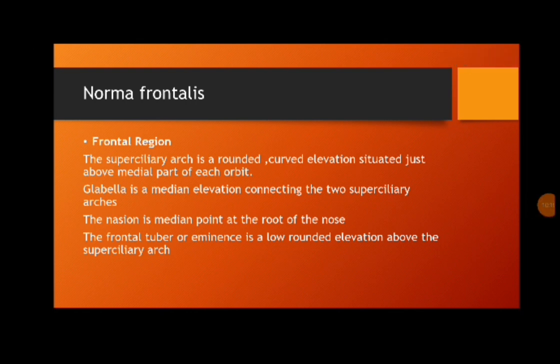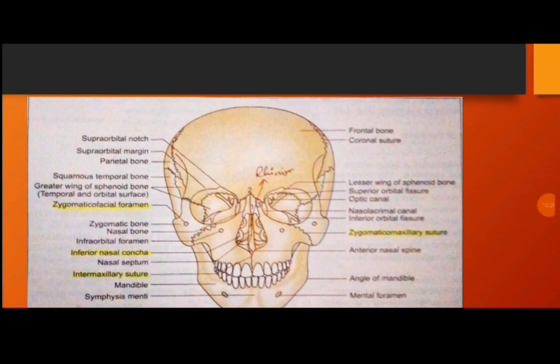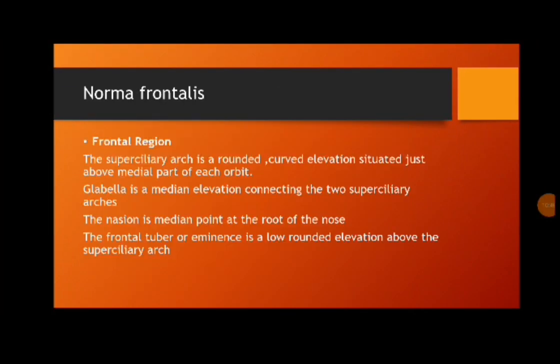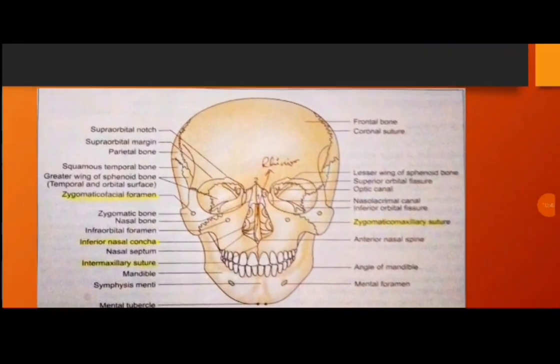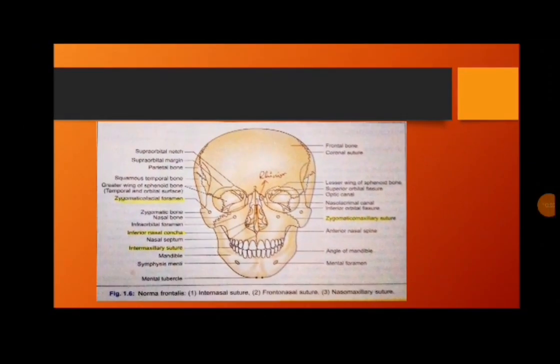So norma frontalis, superciliary arch. So you can see here, I think this is a little blurry, but it's okay. See, that is the superior orbital fissure. Above that comes the superciliary arch. It is a rounded curved elevation situated just above the medial part of each orbit. The opening of the eye, which is round in shape, is called the orbit. Above that is the superciliary arch.